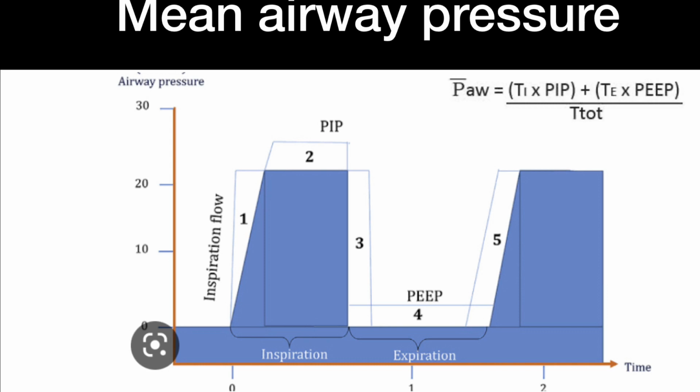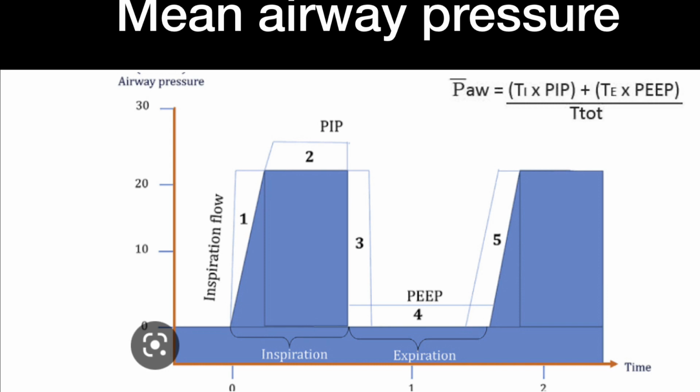If you look at the formula to calculate the mean airway pressure, also known as PAW, it is the I time into the peak inspiratory pressure plus expiratory time into PEEP, divided by the total time taken. Now the problem with increasing mean airway pressure much more than the normal pressure is that it might cause alveolar over-distension and right-to-left shunt, and can also cause barotrauma.